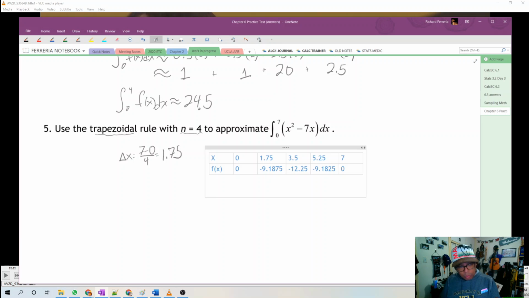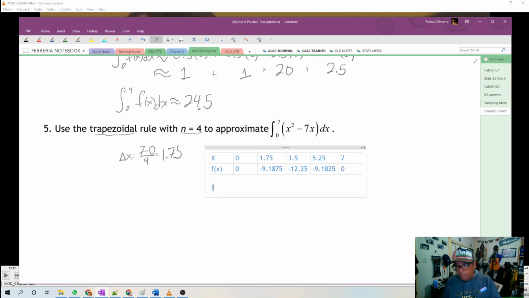So in a trapezoidal rule, we're going to, of course, start with our intervals. So my first interval is 0 to 1.75. My next interval is at 1.75. Oh, you know what? I just realized something looking at this problem. My delta x is always 1.75. So that actually gives me the opportunity to use the trapezoidal formula.